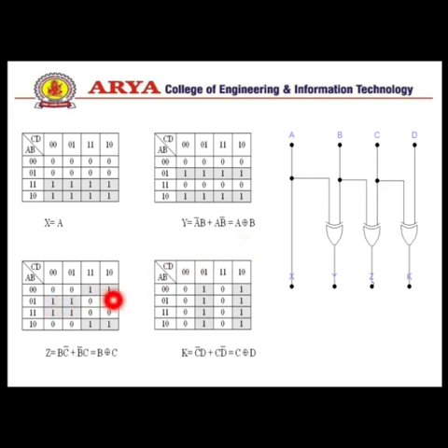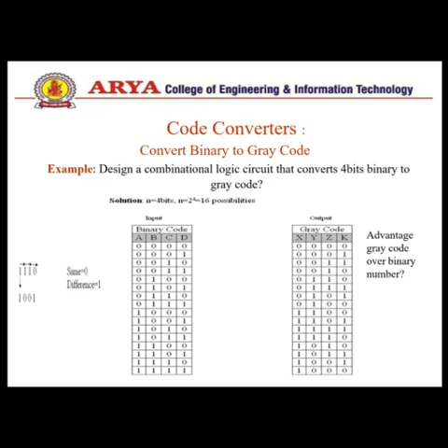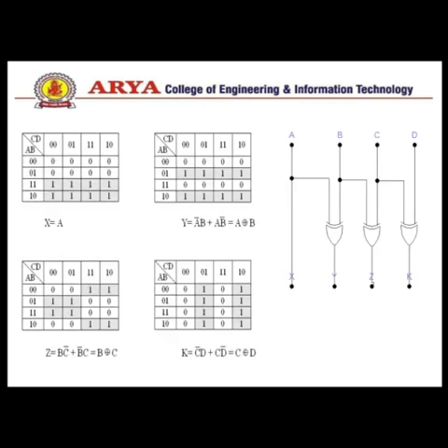On the third side, there are two quads, and one quad is a folded quad. The value of the first quad is b c bar, and the value of the second quad is b bar c. So we can simply write that z equals b XOR c, and likewise k equals c XOR d.